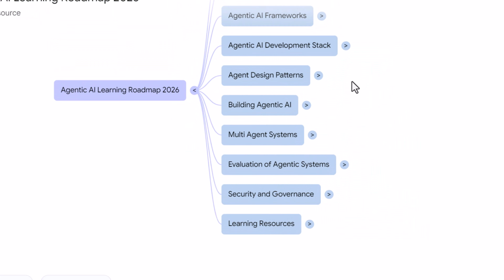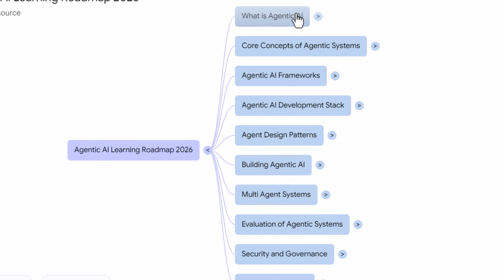That completes the Agentic AI learning roadmap for 2026. If you follow these steps from top to bottom, you will be fully prepared to build autonomous agents, multi-agent systems, reasoning loops, planning systems, memory layers, secure deployments, and production-ready AI applications.